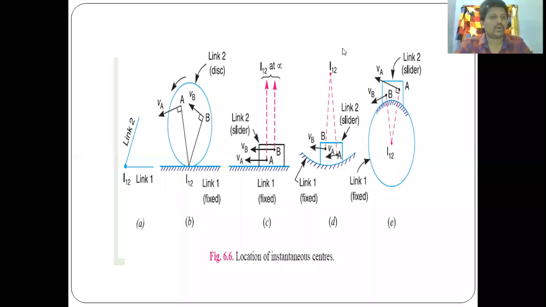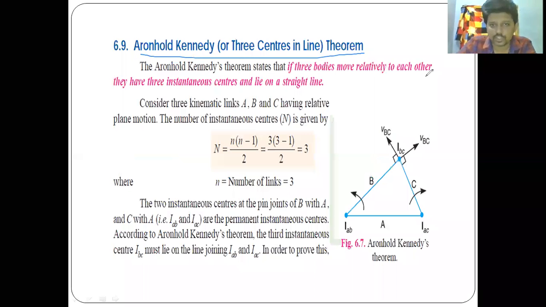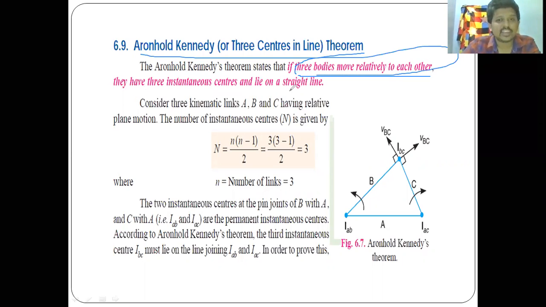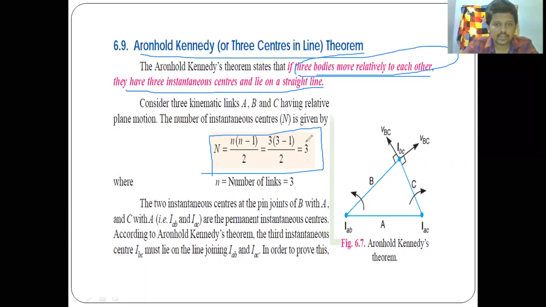This is the Arnold-Kennedy theorem. In the previous topics, we were only considering two bodies. If you have three bodies moving relative to each other, they have three instantaneous centers. That means if you have three links, substitute in our equation to find the number of instantaneous centers. So how many do we have? We have three instantaneous centers.